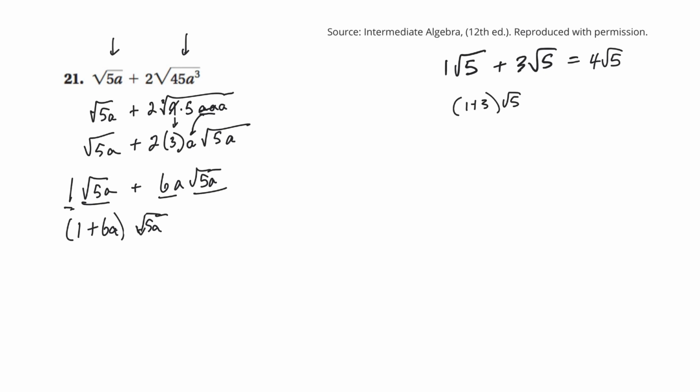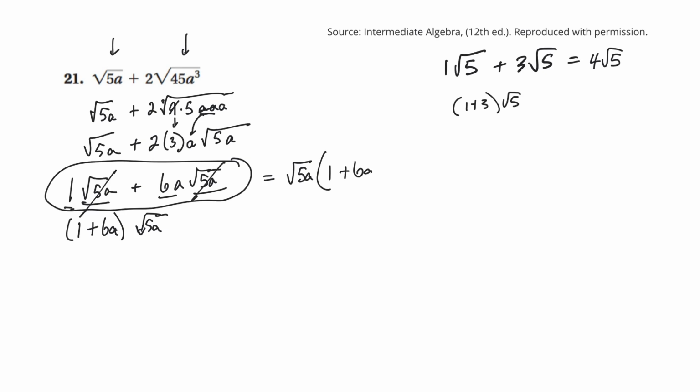Or another way to look at it, and I sort of prefer this way, is that here's two terms. They each have a root 5a in them. So I can rewrite that as I can factor out a root 5a, and if I get rid of that one, I'm left with 1. If I get rid of this one, I'm left with a 6a. Okay, so both those answers are the same. All right, hopefully that helps.